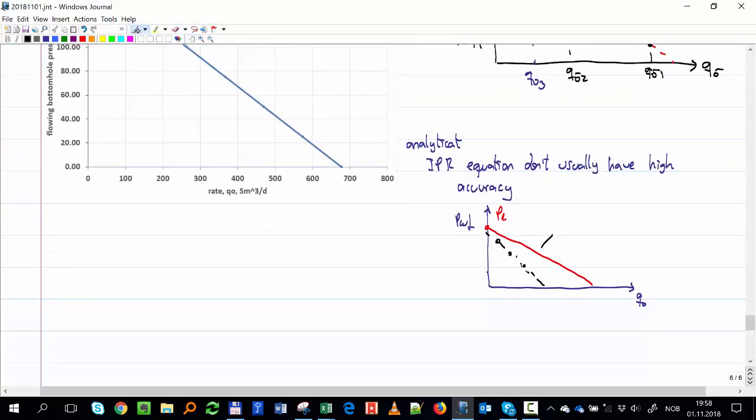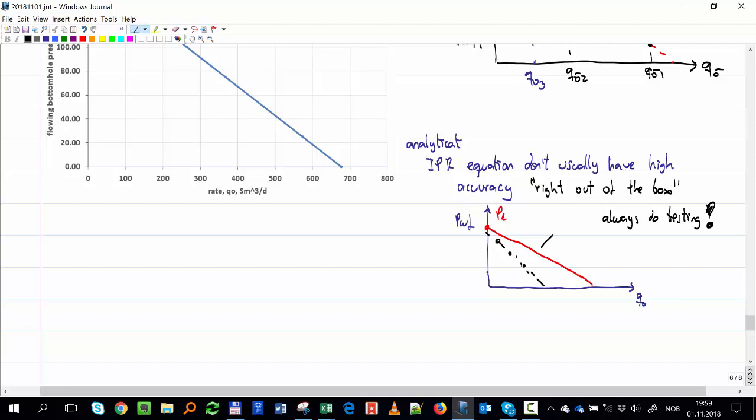IPR equations don't have high accuracy, so let's call it out of the box, okay? Out of the box. You cannot just put values inside and say, I trust my IPR 100%. You cannot, okay? So I just want to put the message here, always do testing, okay? Testing in the field. Always. And then you can adjust your IPR, your equation, such that you reproduce the numbers.